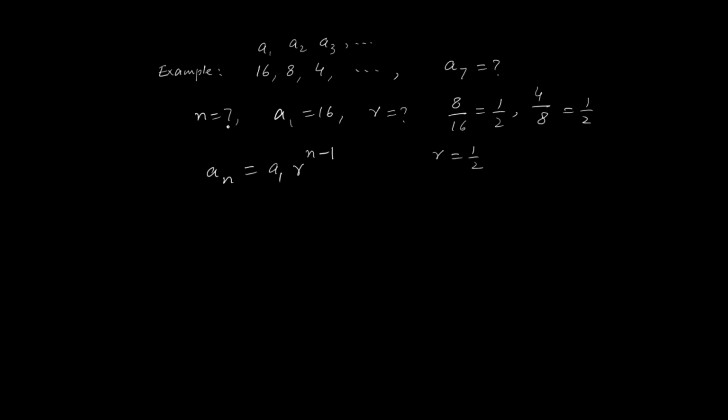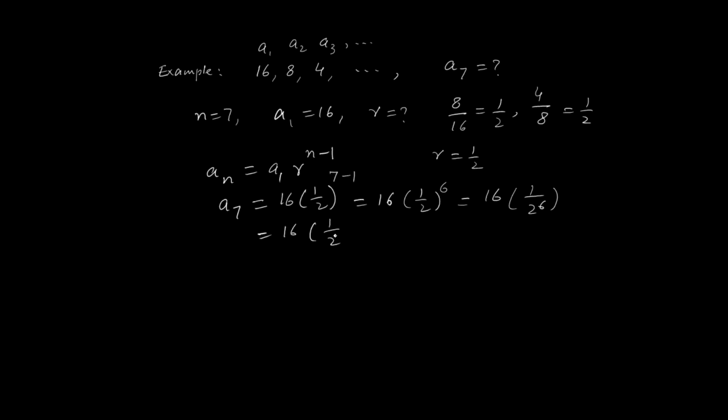So now put n is equal to 7. So this means the 7th term will be found. The first term is 16, r is 1 by 2, and n minus 1 is 7 minus 1. We are getting 16 times 1 by 2 power 6. So 1 by 2 power 6 means 1 by 64, and 16 by 64 is 1 by 4. So this is our 7th term.